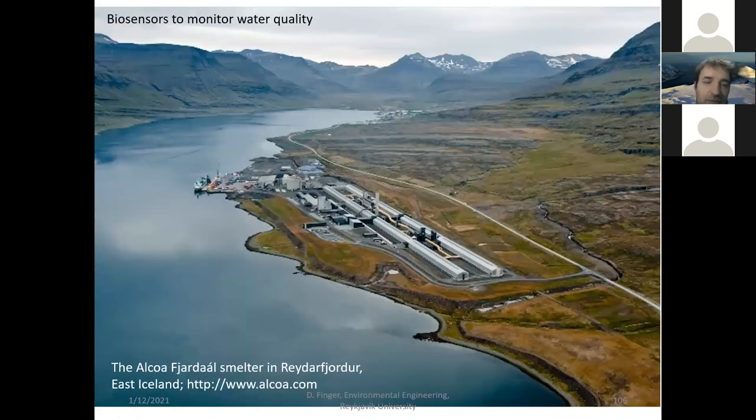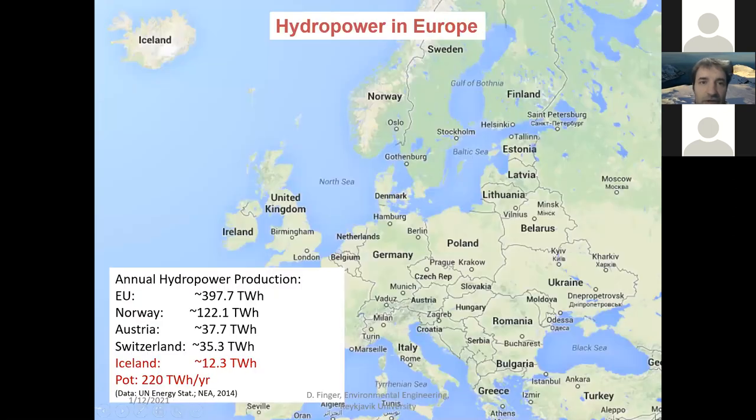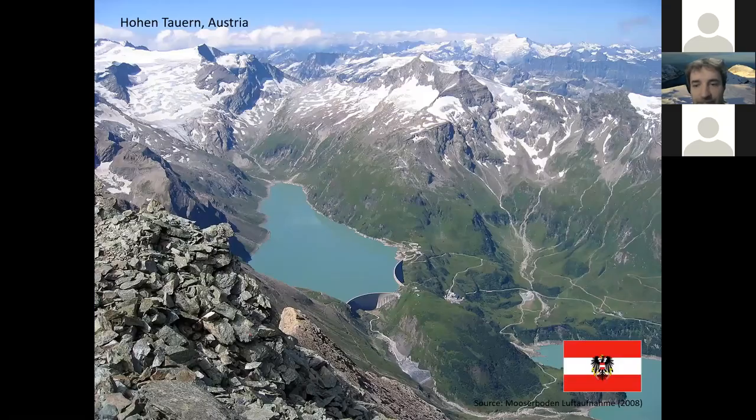For example, one student looked at biosensors to monitor the water waste from aluminium smelters. Another student looked at using renewable energy to link it to Europe. Again, I'm not saying that we are promoting this, but we're looking into the technical and environmental aspects of exporting energy production.